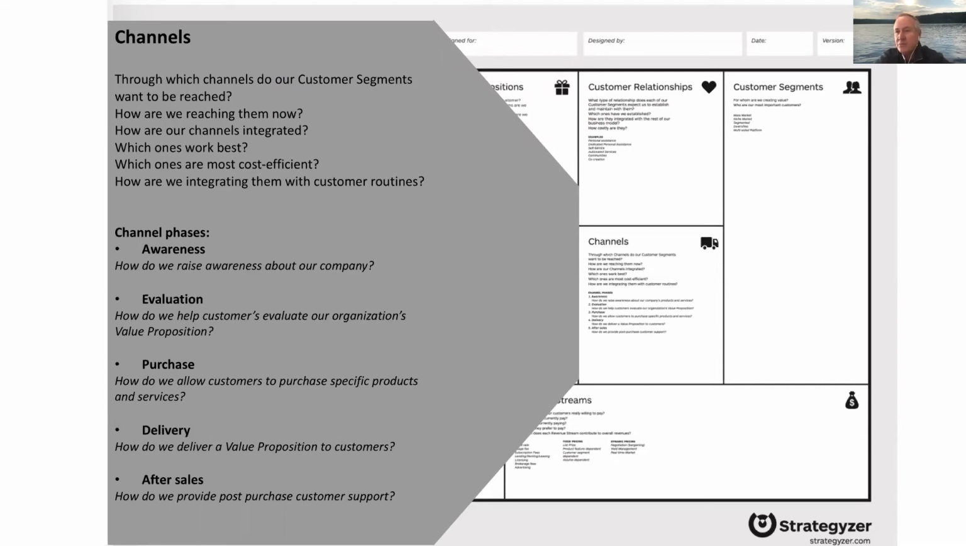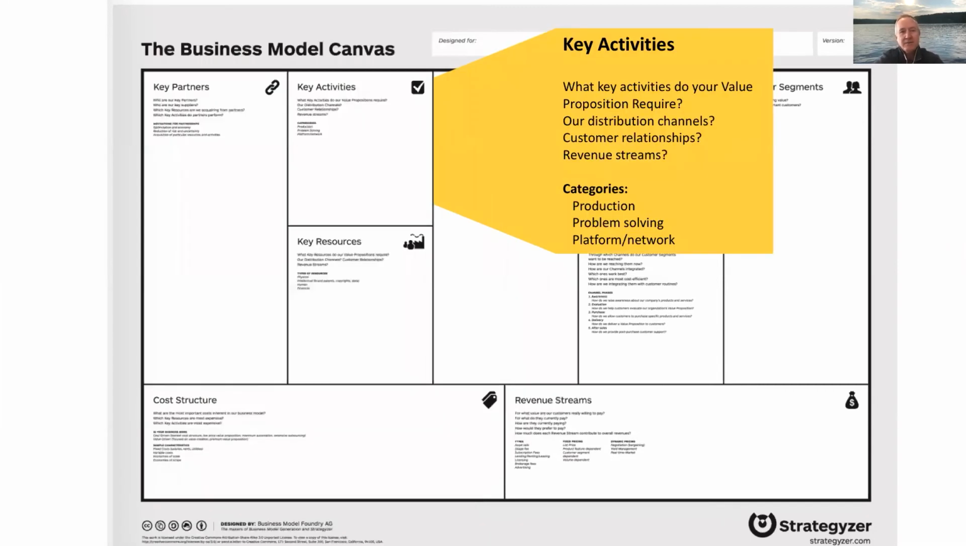And then how do I support it? The after sales part is where it overlaps with customer relationships. And this is why these 2 sections so often get confused by new entrepreneurs and students or anybody really that hasn't used this tool before. They're distinctly different with one very small overlap, which is the after sales section. Now we move to the left side.